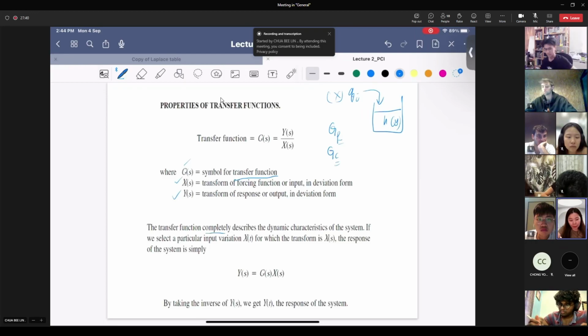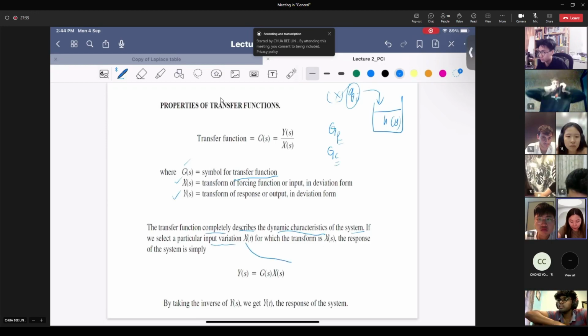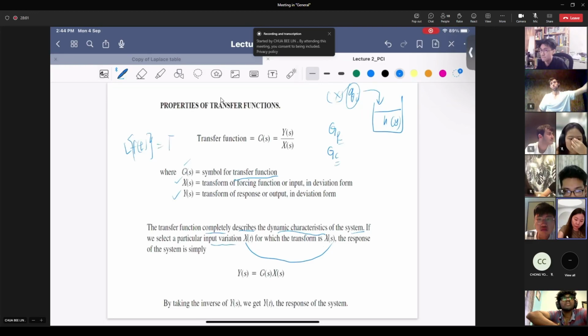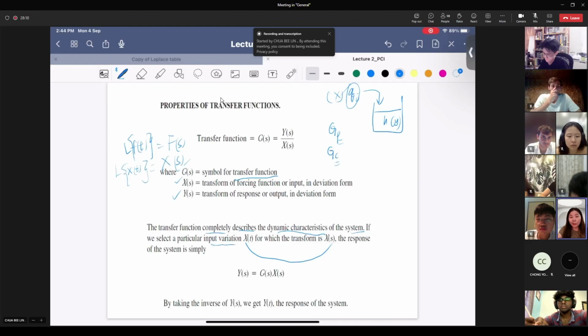The transfer function completely describes the dynamic characteristic of the system. If we select a particular input, for example, in this example, the inlet volumetric flow rate, then for the transfer function, the Laplace of a function of t will give you a function of s. So if, let's say, this is x(t), when you Laplace transform this one, you will get X(s). Okay, so the solution using the transfer function will involve Laplace transform, either the Laplace transform or the inverse Laplace transform.